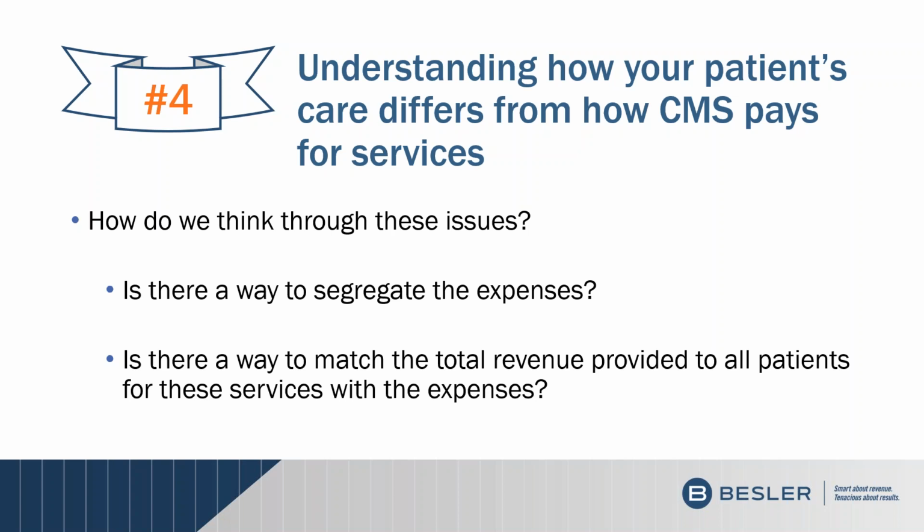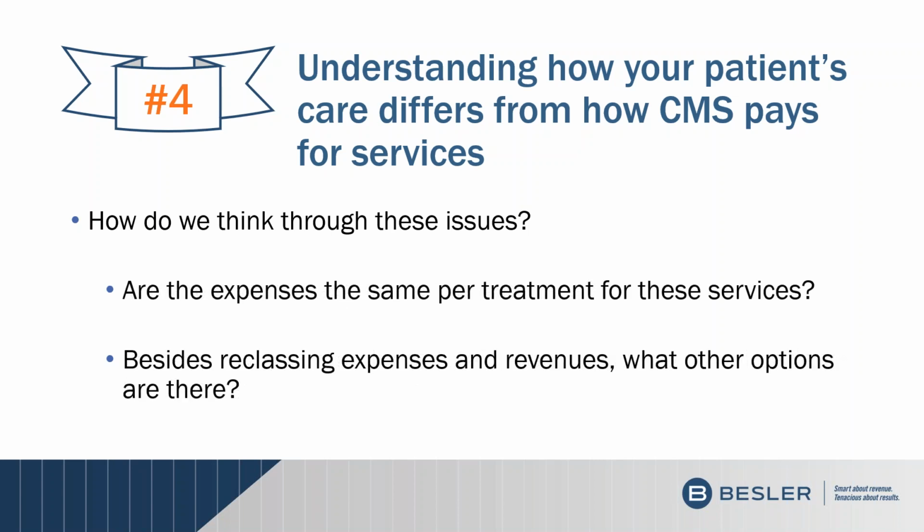The second thing is, now that I know what the expense is, is there a way to identify the total revenue provided for that service for all of the patients, and does it match where my expenses are? And so you need to look at both the expense and the revenue side independently, and then bring them together on a work paper and say, okay, do they match up? How close is it? Do I need to do any adjustments? And that's where you're going to find your reclasses and both expense and revenue reclasses that are going to impact your cost report.